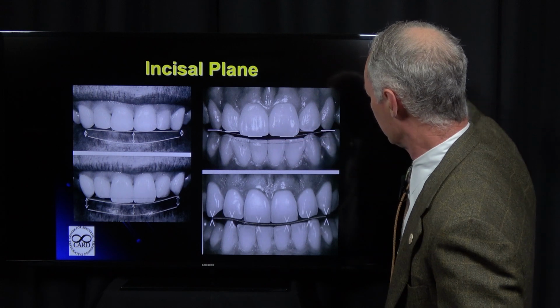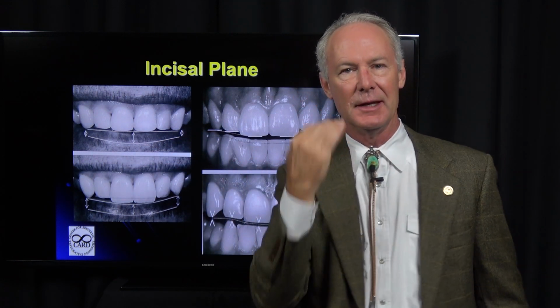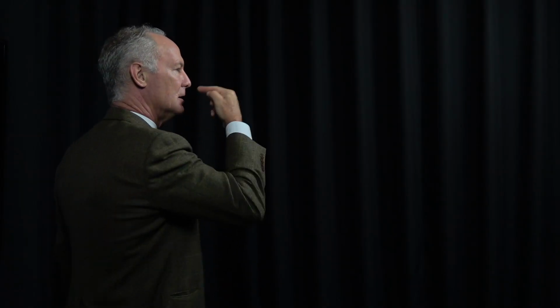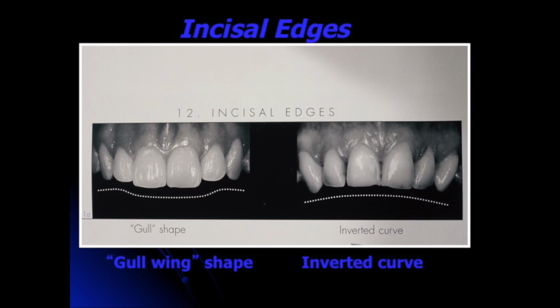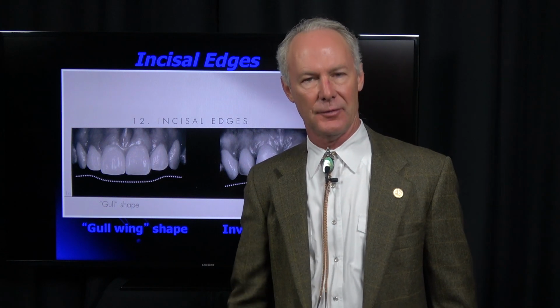And then the occlusal plane should blend seamlessly with the incisal plane. It should form a U, not a step. Now this is a reverse curve. We don't want this. Not only can it cause a lift, it makes the patient appear that they're frowning.